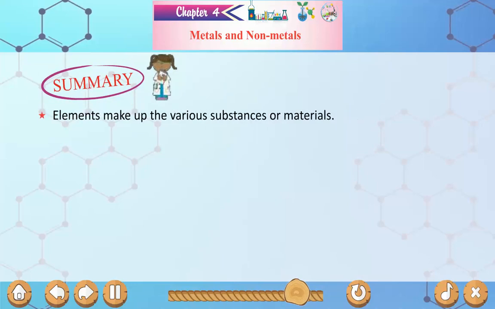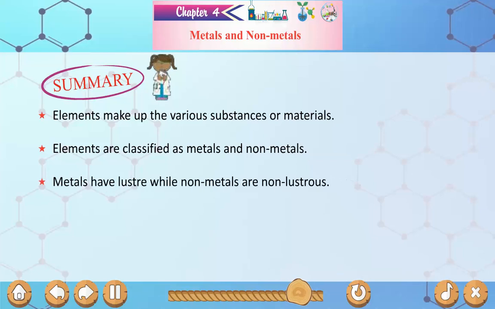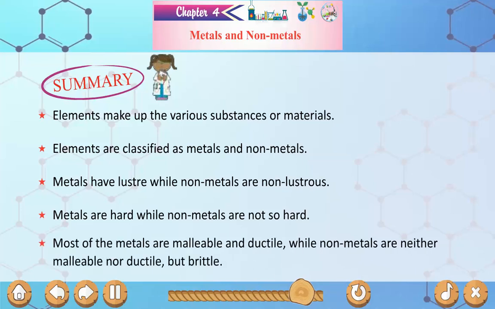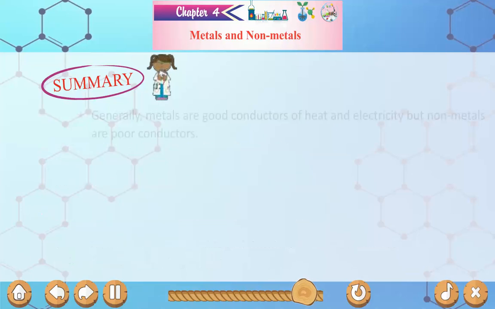Summary: Elements make up the various substances or materials. Elements are classified as metals and non-metals. Metals have luster while non-metals are non-lustrous. Metals are hard while non-metals are not so hard. Most metals are malleable and ductile, while non-metals are neither malleable nor ductile but brittle.